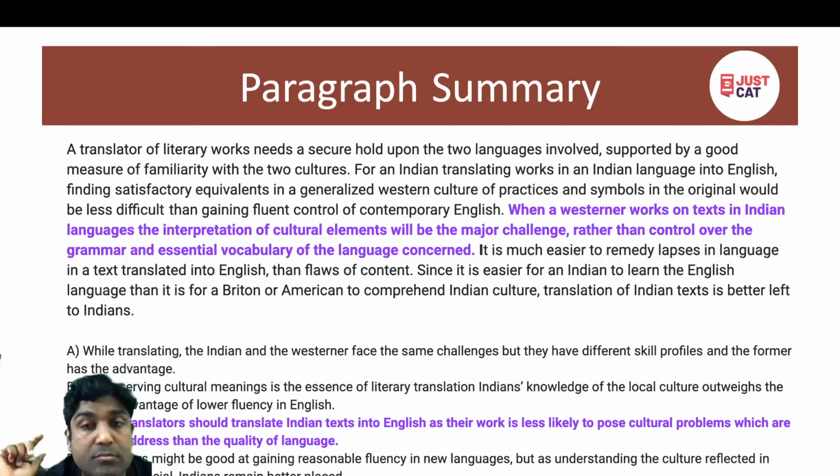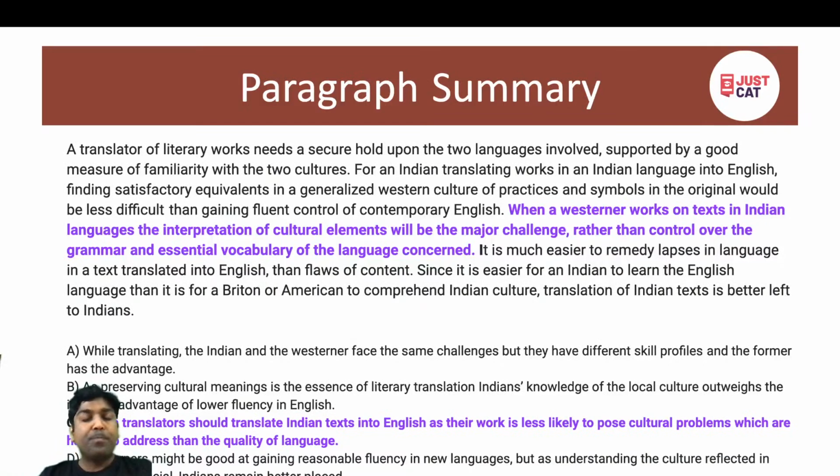"But there are different skill profiles, and the former has the disadvantage." So this is again irrelevant. Skill profiles were nowhere mentioned. Formal advantage, this is true. So from the first couple of phrases only, you understand that A is a wrong answer.